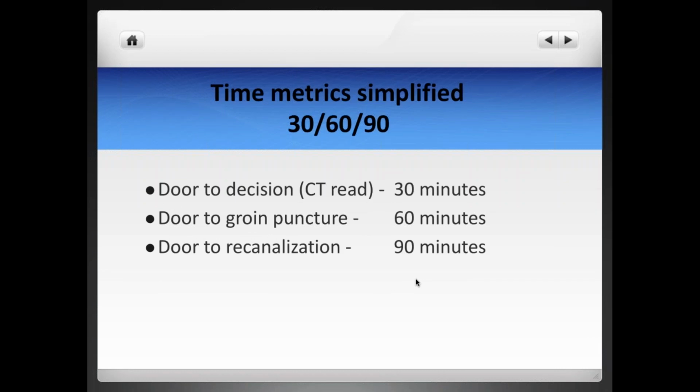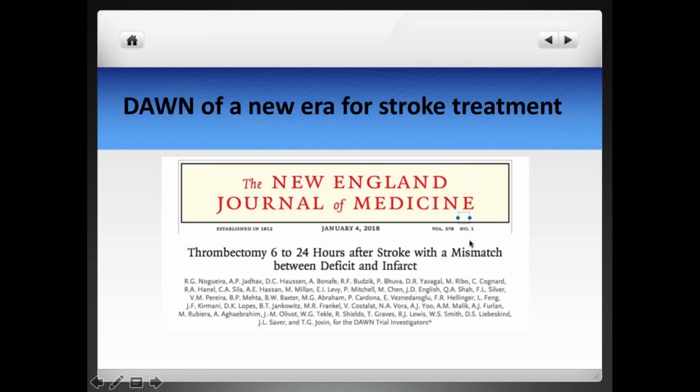In other words, these are the time metrics simplified. You have 30 minutes before interpreting the CT and the CTA. So after 30 minutes that the patient is in, you should have already taken a decision if you're going to treat or not. And then groin puncture 60 minutes and hopefully recanalization 90 minutes.